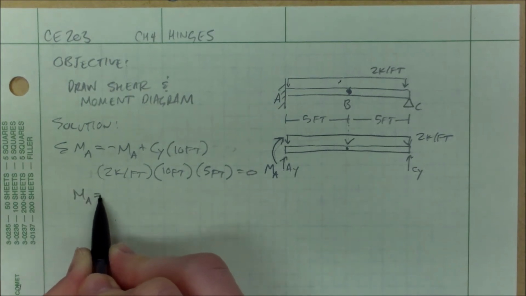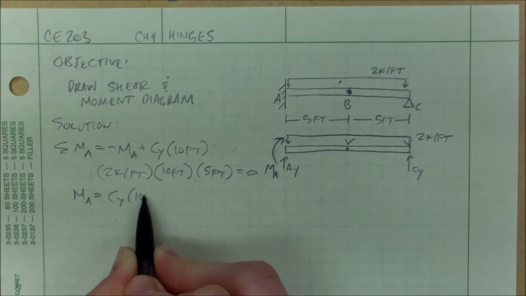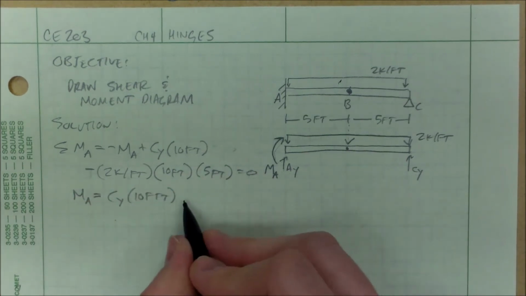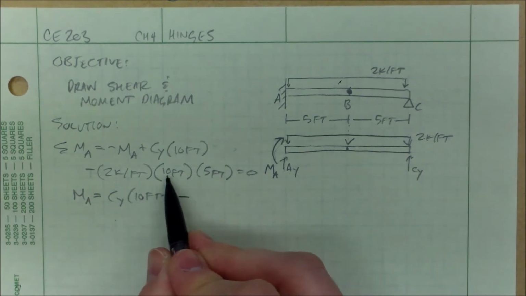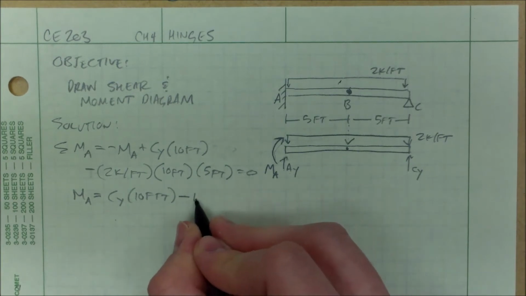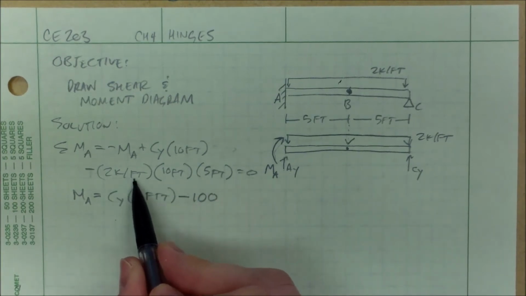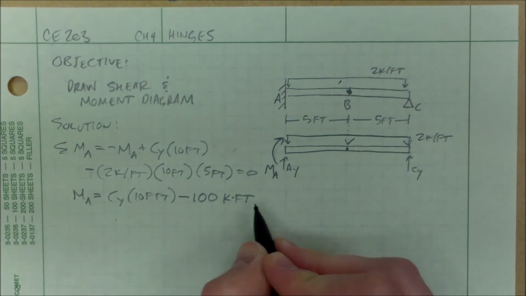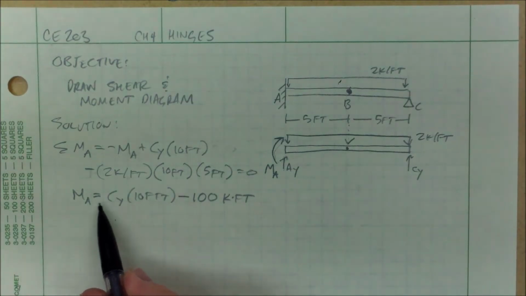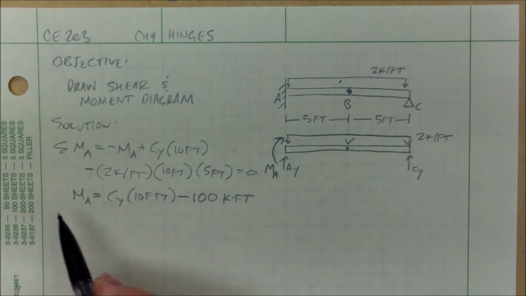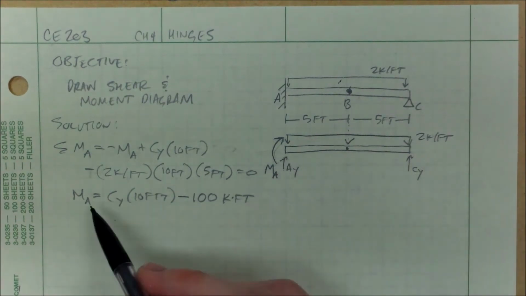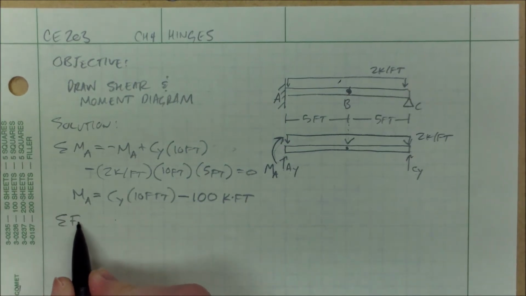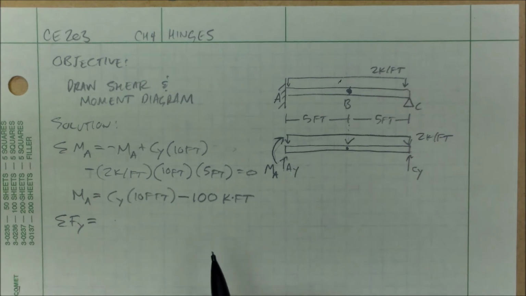That means my moment should be CY times 10 feet. That was a negative moment. Minus 2 times 10 times 5 is 100. My units are kip per feet, and feet, so it's kip feet, which is the units of a moment. Force times the distance. Alright, we can't really get anything more from the moments. I could go from the other side and get M in terms of AY, but I'm not going to get any solid numbers.